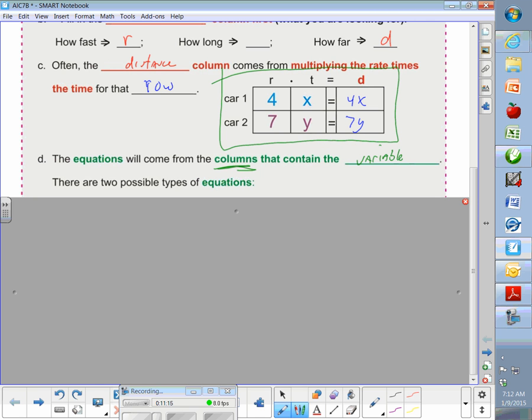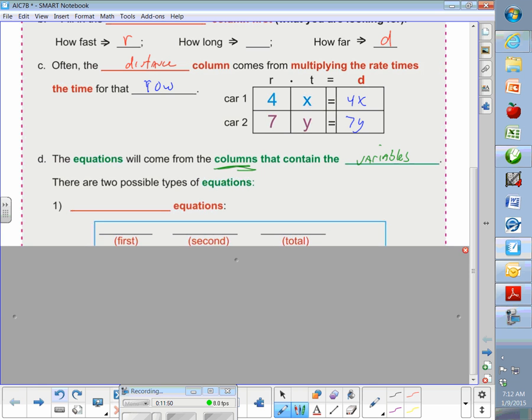Which columns contain the variables? Well, we have a time column in this example, so we would have a time equation because the time column has the variables in it. And the variables are also in the distance column, so we would have a distance equation because distance has the variables within it. That's where we'll get our equations from, the columns that contain the variables. Okay? All right, let's keep rolling along.